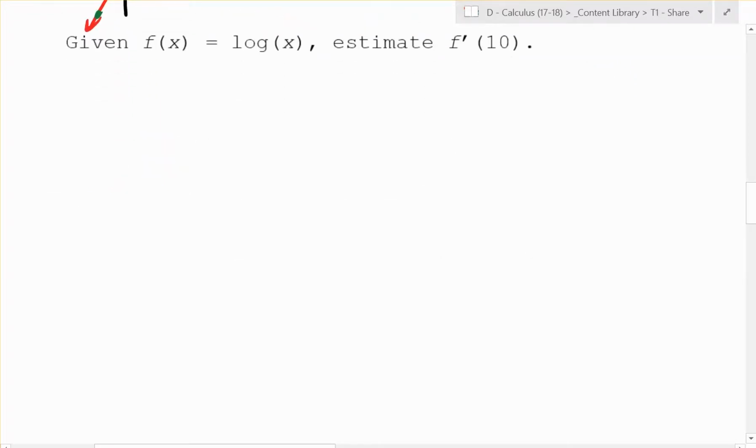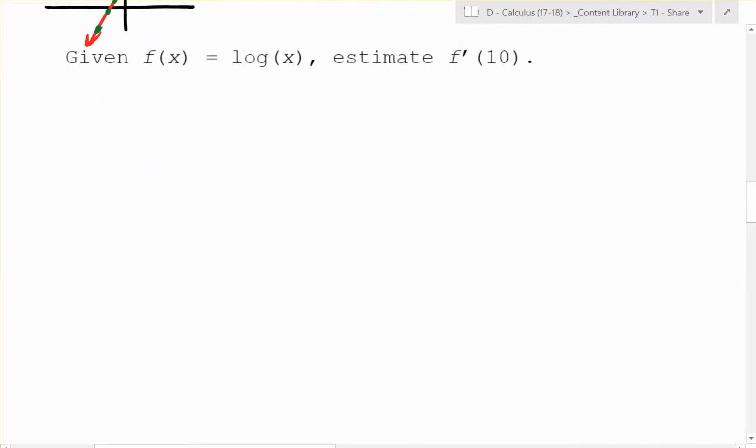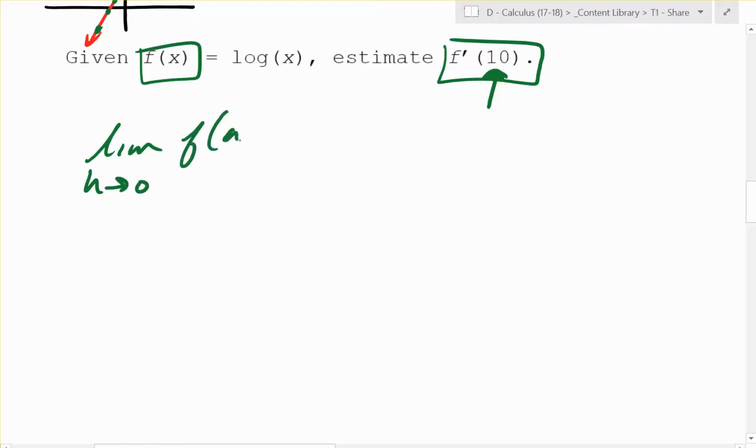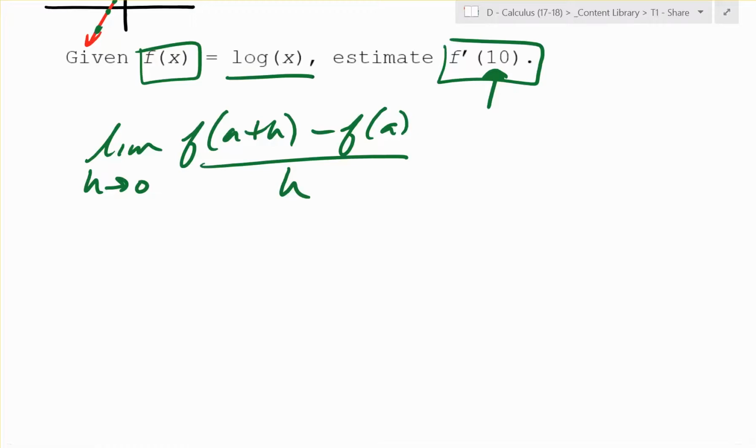Let's pivot into logs. Now, you might not remember everything about logs, but we can apply the same rule. So if we have a function and we're trying to find the instantaneous rate of change at x equals a certain value, we use the same thing, which is the difference quotient. The limit as h goes to 0 of f of a plus h minus f of a all over h. The function in this case is log x. So what does this become when you write it out?